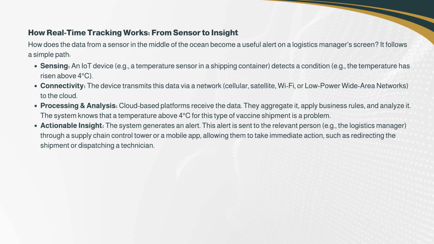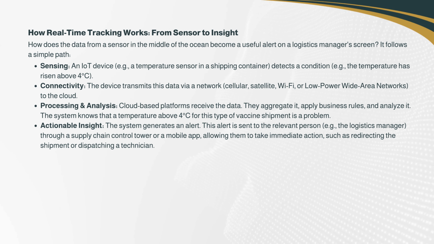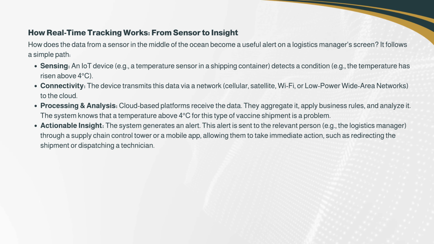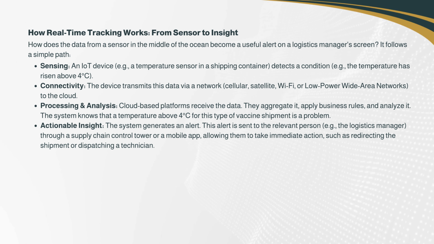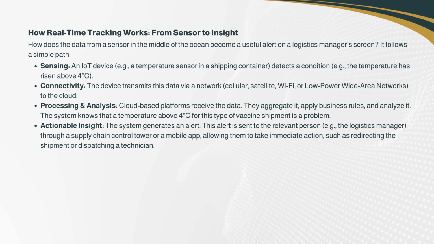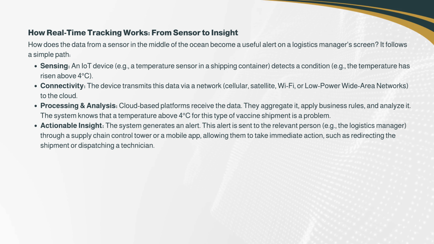Connectivity. The device transmits this data via a network, cellular, satellite, Wi-Fi, or low-power wide area networks, to the cloud. Processing and analysis. Cloud-based platforms receive the data. They aggregate it, apply business rules, and analyze it. The system knows that a temperature above 4 degrees Celsius for this type of vaccine shipment is a problem.